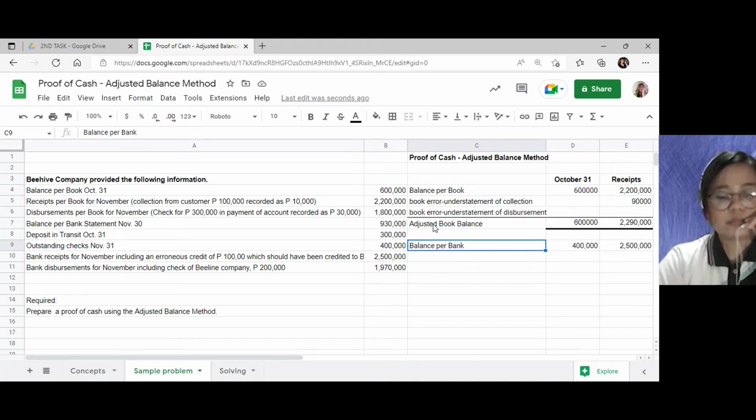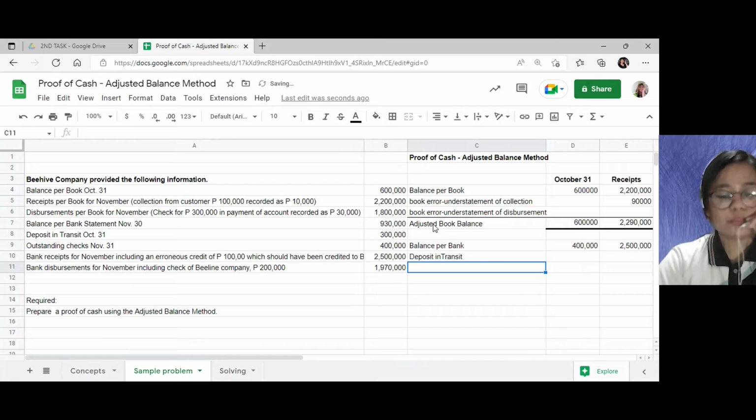Okay, so proceed tayo dito sa bank for the balance per bank. We need to check and identify first the reconciling items. So, ano ba yung mga bank reconciling items? So, we have here already the reconciling items. Let's analyze first these deposits in transit. So, our deposit in transit is given here in October 31. So, let's try to analyze its effect.